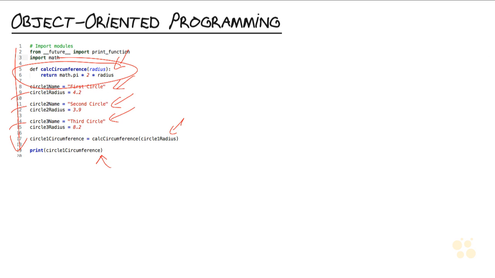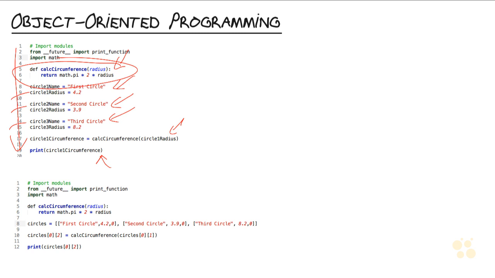So if you're clever, you might say, well, we could use a collection. We can use a list of items to create our circles, and that's what I've done down here. Exact same thing I was doing above, except now I've got my circles defined inside of this list. In fact, each circle is a list of data values. First circle, 4.2, and then a 0. That's my placeholder for my circumference. And then below that, I do my calculation and my print.